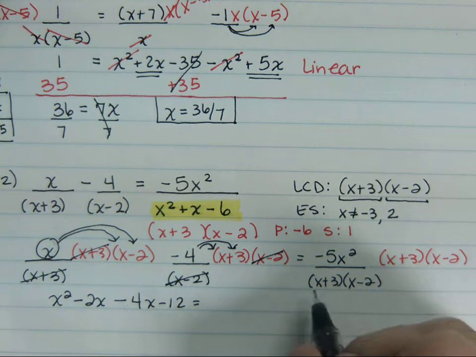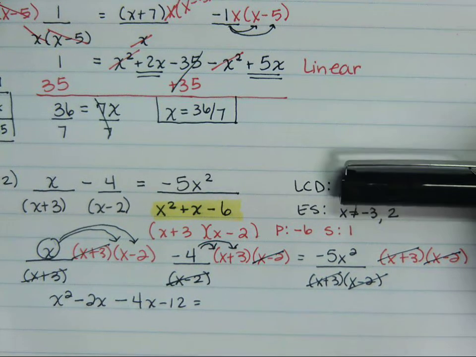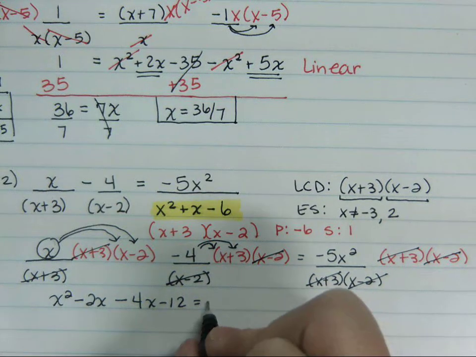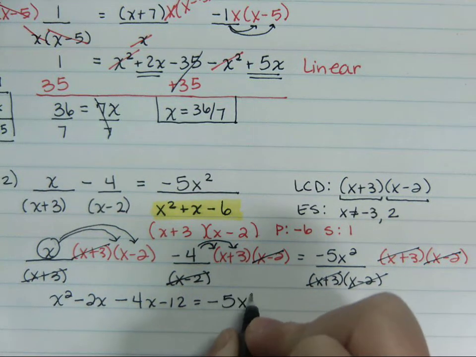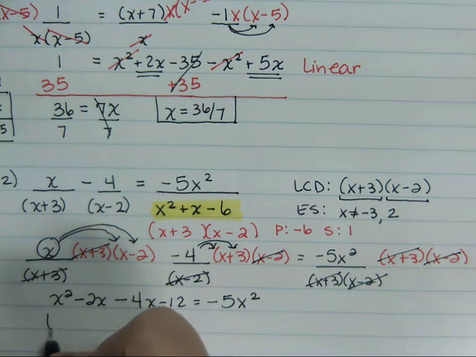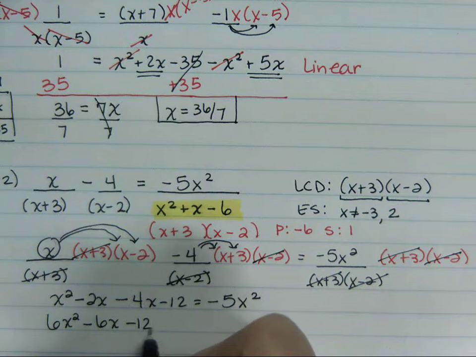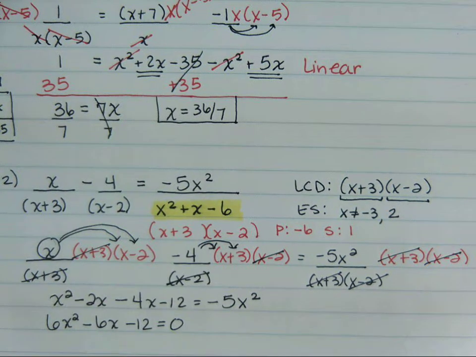And now on this last fraction, all of the denominators cancel. So that's like me saying, okay, I'm not going to be multiplying times anything. The numerator will stay the numerator. And now I will have a quadratic. So I'm going to move this negative 5x squared over and combine it to make a 6x squared minus 6x minus 12 equals 0.